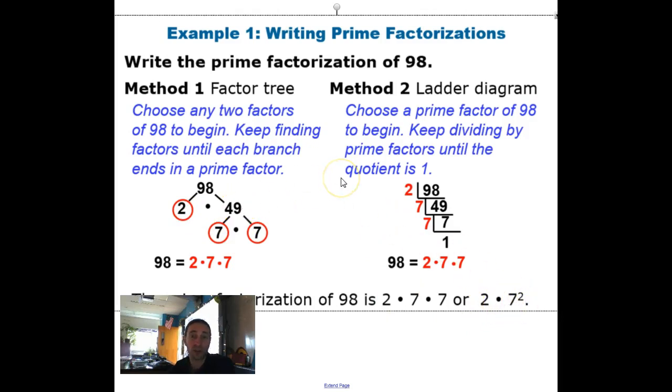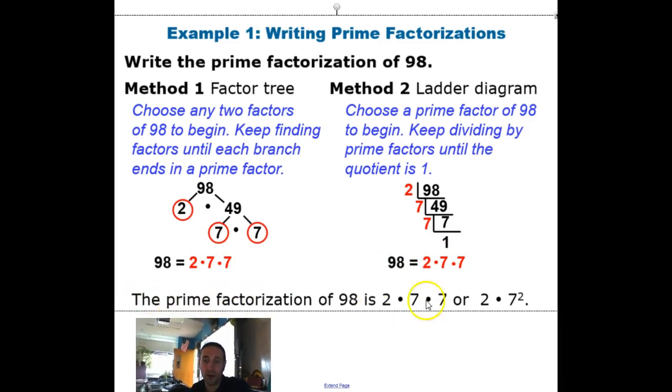The other method is called a ladder, which I've never used, but it works the same way. 2 goes into 98 again, 49 times. And then 49, what are your factors? Well, 7. That leaves 7. And again, you get the same 3 numbers in this fashion, right? But primarily, I've seen prime factorization done with a factor tree. And again, in simplified form, the prime factorization of 98 is 2 times 7 times 7, or what we would say, the 2 factors are 2 and 7 squared.